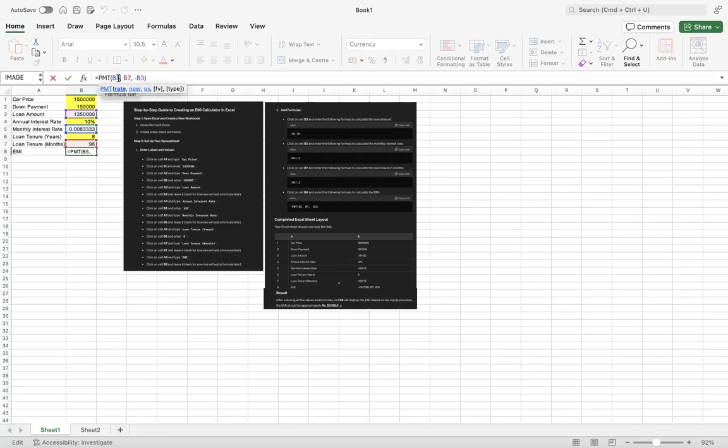PMT, open the braces. First thing, the B5 cell represents the interest rate per month. Next is B7, which is how many months. Okay. And minus B3 is the amount that is left to pay to the car manufacturer, whatever the car company is. Okay. You're going to calculate the EMI by using this formula.